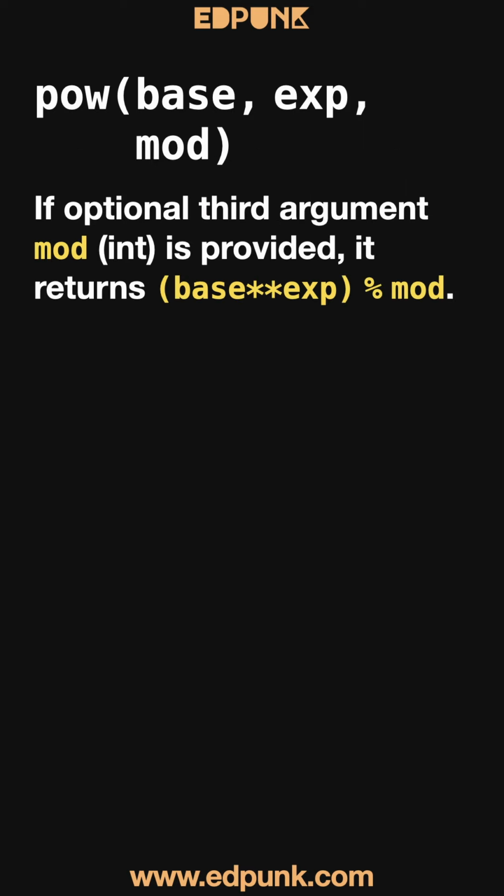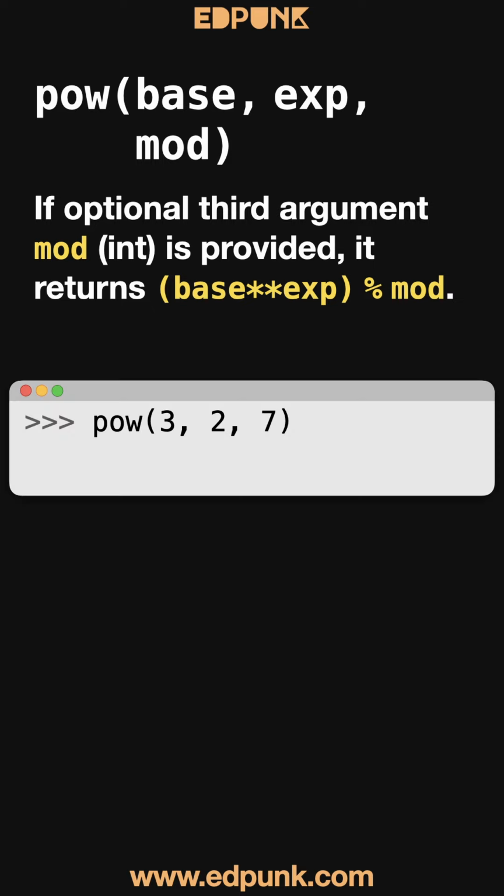In case a third argument mod is provided to the pow function, the function returns the remainder when base to the power exponent is divided by mod. For example, pow of 3, 2, 7 returns 2 as 3 square is 9, which when divided by 7 leaves the remainder 2.